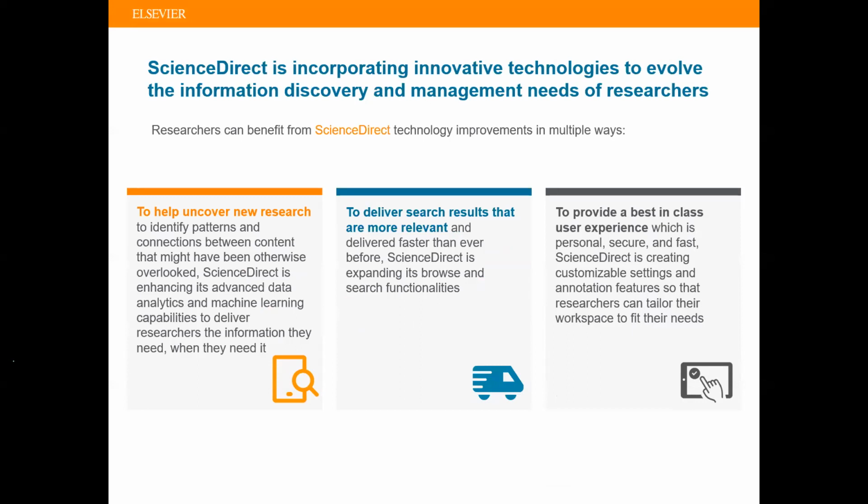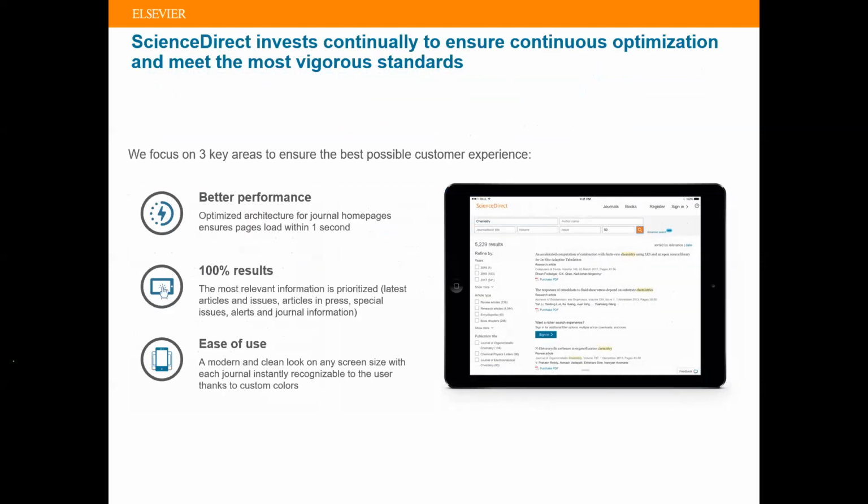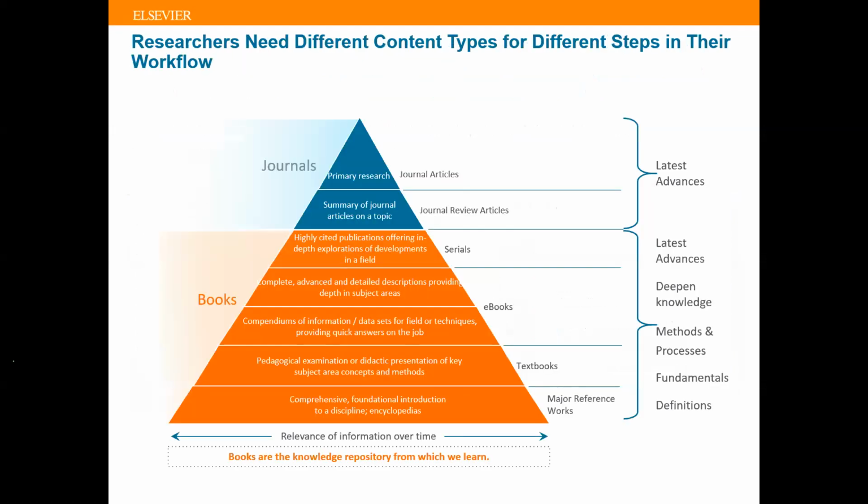We are also now able to deliver search results that are more relevant and faster than before. So we are expanding our browse and search functionalities. We want to provide a best-in-class user experience, which is personal, secure, and fast. As a result, we are able to deliver better performance and more accurate results, and to make it easier for you to use from the comfort of your own home, via EZproxy or even through your mobile devices.